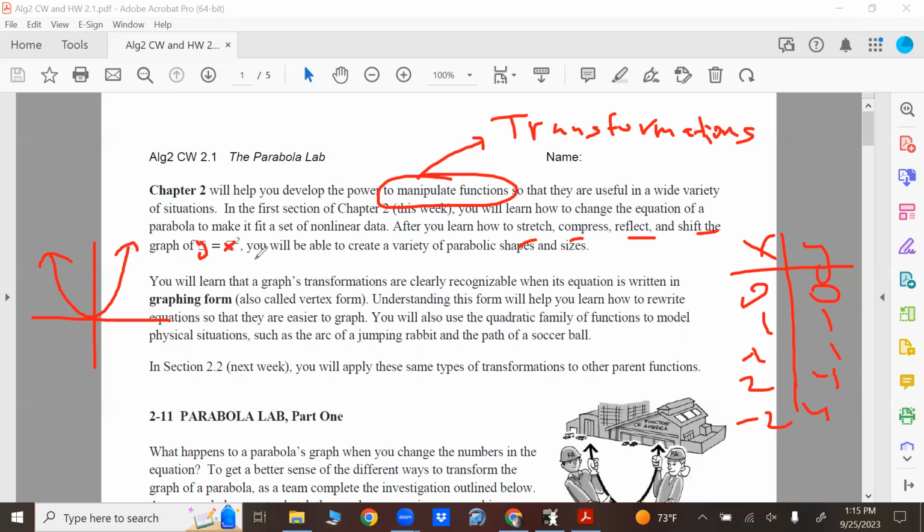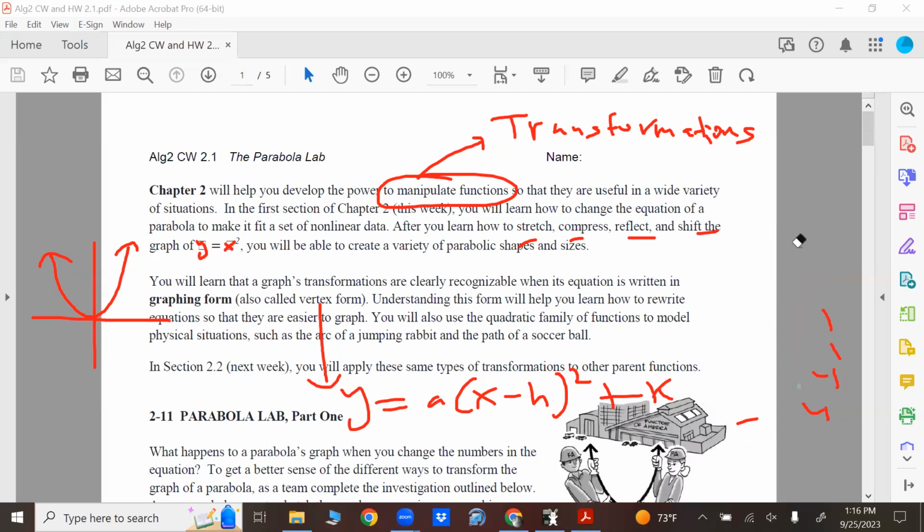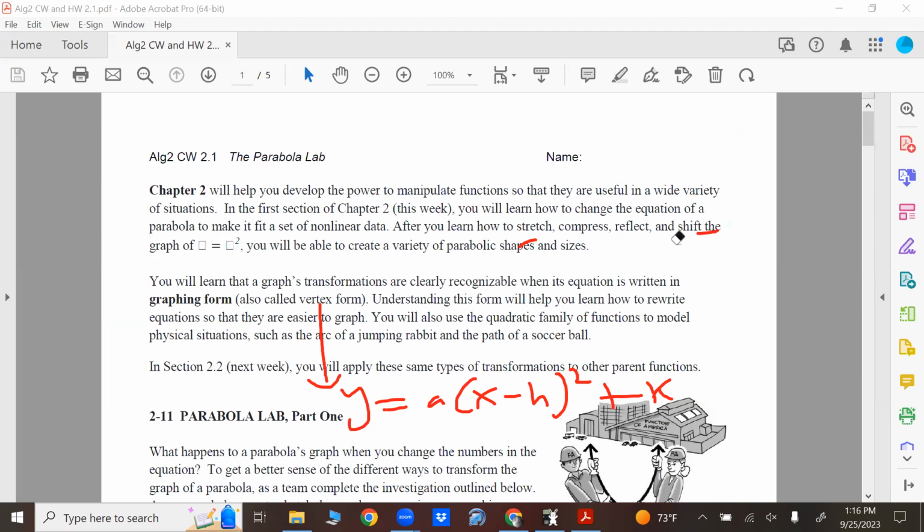You'll learn that graph transformations are clearly recognizable when this equation is written in graphing form or the vertex form. The vertex form, this I do want you guys copying somewhere in your notes. This is actually very important because we're going to see this format used for other equations as well. So you have A, H, and K. I'll explain what A, H, and K do in just a little bit, not right now. But that's going to be the graphing form or the vertex form of a parabola. And we're going to be using that to shift graphs or stretch them or flip them over, all that stuff. Understanding this form will help you to rewrite equations so that they're easier to graph.